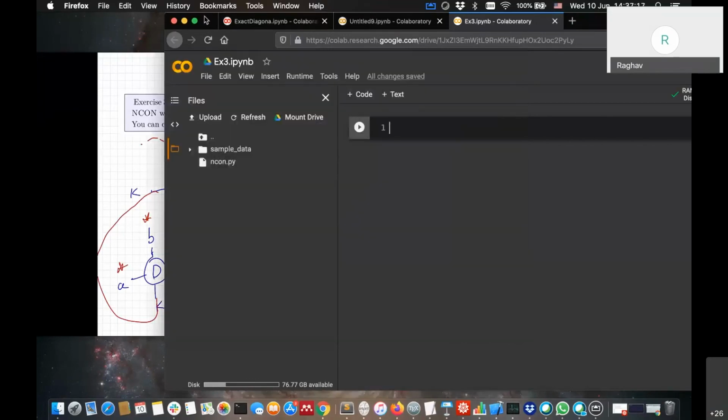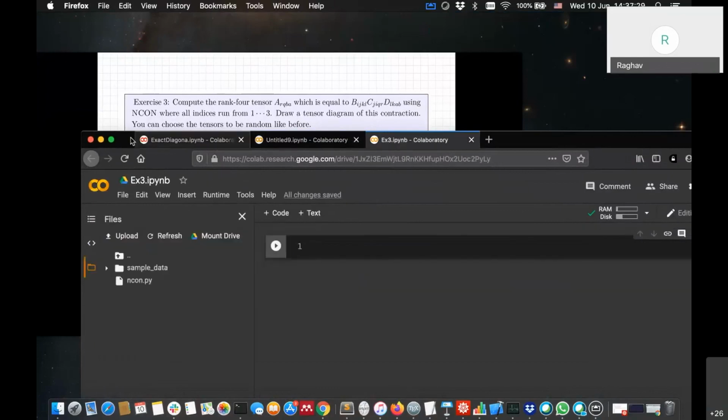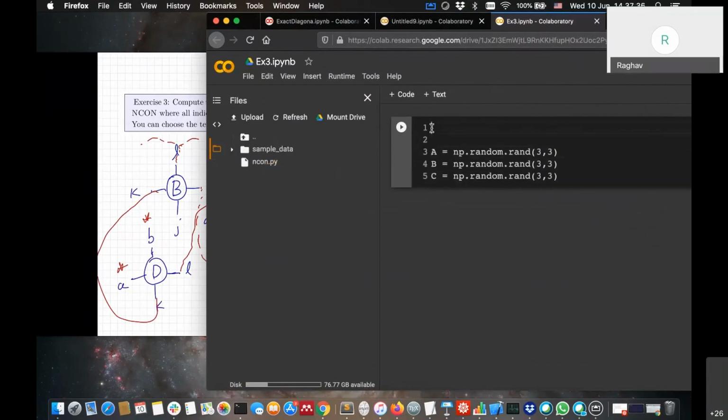So now, how do we compute this quantity? How do we compute this rank 4 tensor? So we need three random matrices B, C, and D. So let's do that. But before that, we also have to import the ncon which we used, right? So now, assuming that you have ncon, we'll import numpy as np, and from ncon we'll import ncon, and then we have, sorry, B, C, and D.